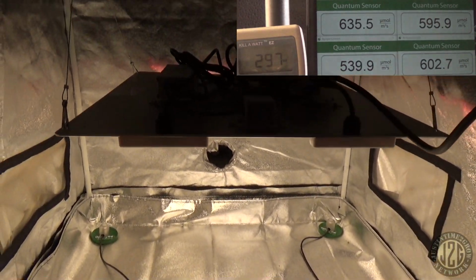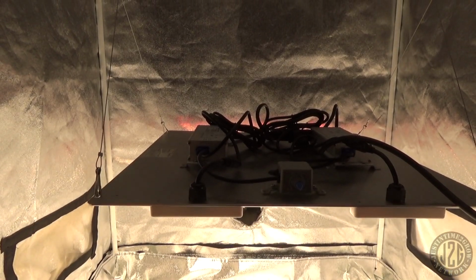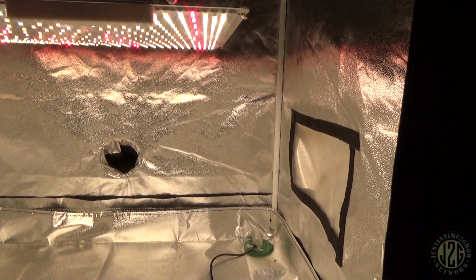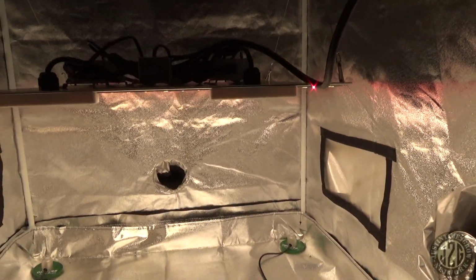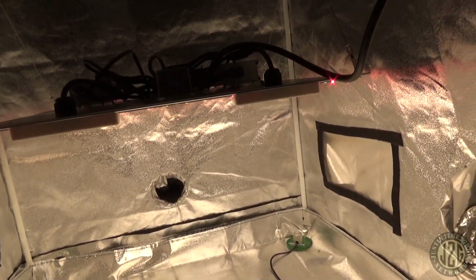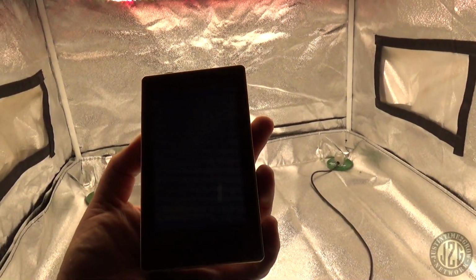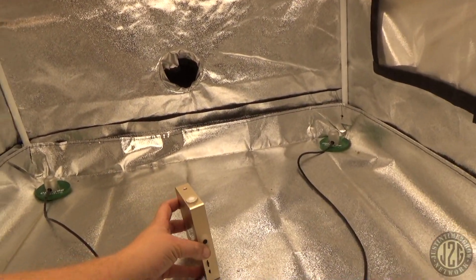But yeah, let's just check the spectrum and let it warm up. That's about all we got left. So let me grab the spectrometer here, turn that on. Oops, I almost dropped it. That would have been bad. Kind of an expensive thing to drop.